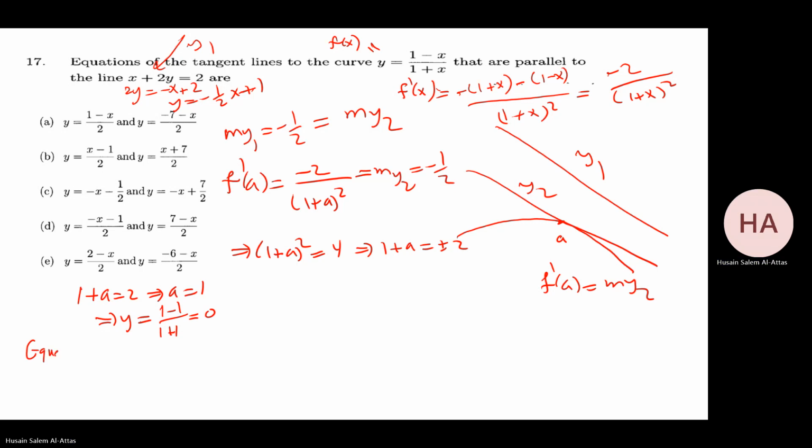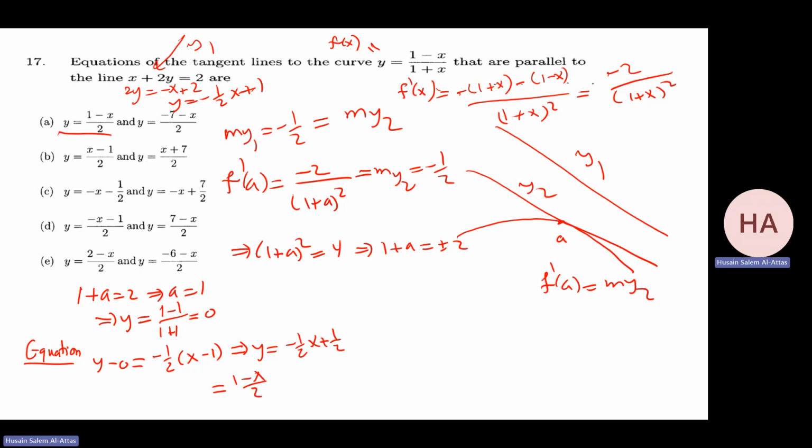The equation: y minus 0 equals what? What is the slope? The slope is minus half times x minus 1, so you get y is minus half x plus half. Or in other words, I can write it as 1 minus x over 2, which is this one. Done. Let me do the other one.